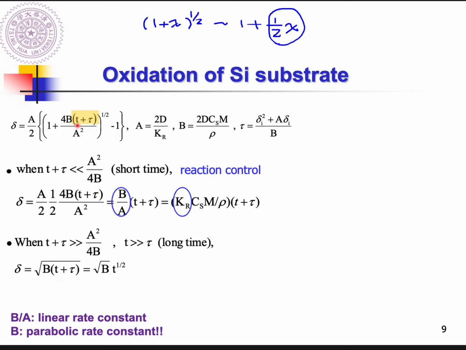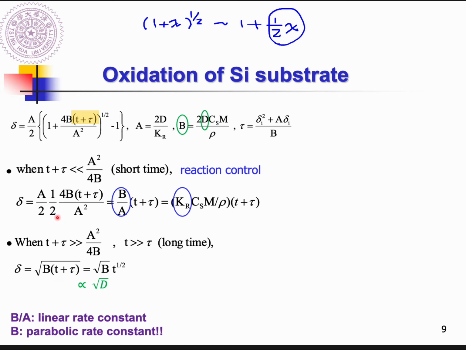so you can directly ignore the 1, and you directly take the root on this, so you got these results. So the thickness of silicon dioxide will be proportional to the square root of b times t to the 1/2. Okay? And what's the b? B is proportional to diffusivity, and the rest of the parts are constants. So it can be rewritten as proportional to the square root of D, t to the 1/2.